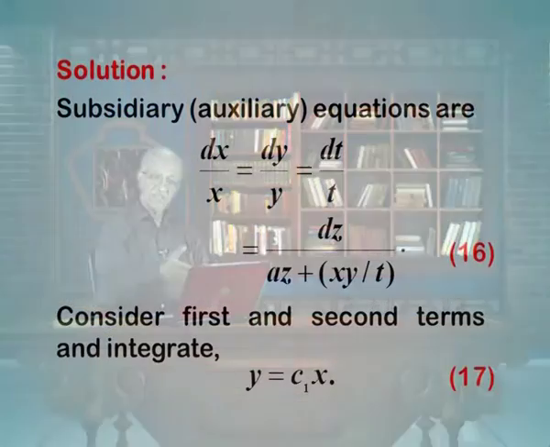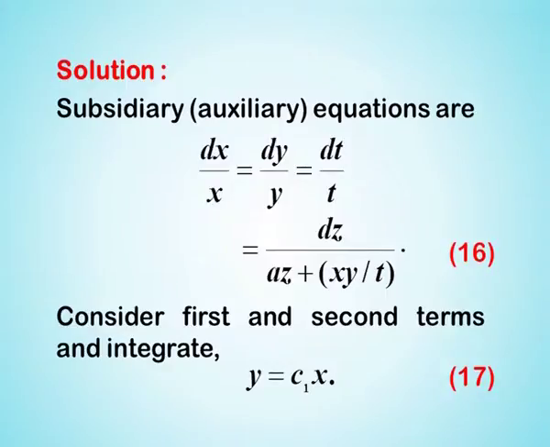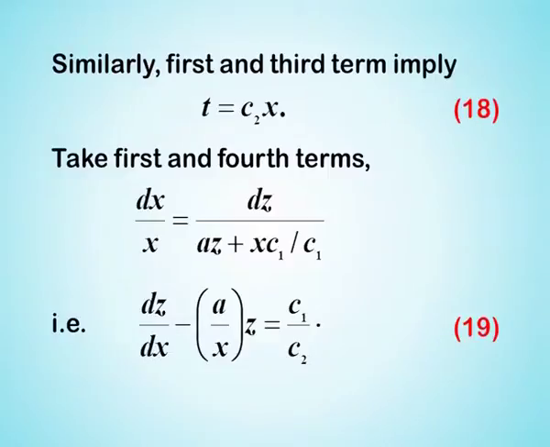Use the logarithmic formulas, that is log of m upon n or log of m to the power n or log of m into n. So, everything, and that gives you y is equal to c1x, equation 17 that we arrive at. First and the third term now. First and the third term, apply the same thing. C2 is a new constant of integration and you get t is equal to C2x. Simple to understand, similar as C1 was given.